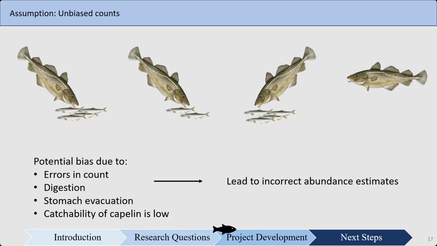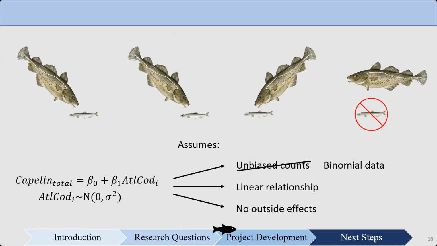So my issue with unbiased counts is that there could just be errors in the counts themselves, whether that is caused by digestion. If prey is in a predator's stomach for too long, it could partially or fully digest, and we wouldn't be able to identify that as an actual positive prey in a stomach. The same thing with stomach evacuation. When predators are brought up from the bottom, their stomachs can actually just eject prey, and so we wouldn't be able to get correct abundance estimates. So to address this, we're basically going to change it from counts to binomial presence-absence data. So whether there is a prey in the stomach or not.